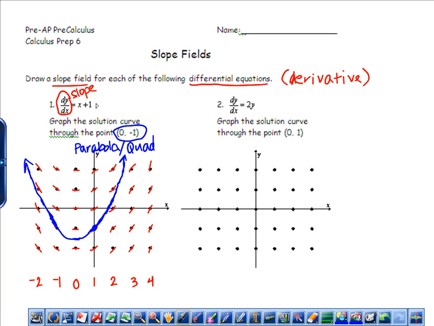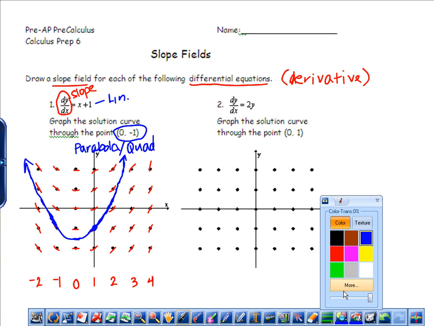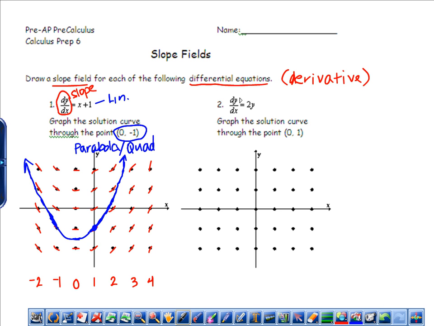In fact, anytime your slope function is linear, like x plus 1, or even if it had been 2x plus 1, even if it was more complicated, you can expect your solution curve to be a parabola. Alright, now let's move on to the next one. I'm looking at my slope function, or my derivative, and it's equal to 2y. This is not quite linear. If it had been 2x, that would have been linear.